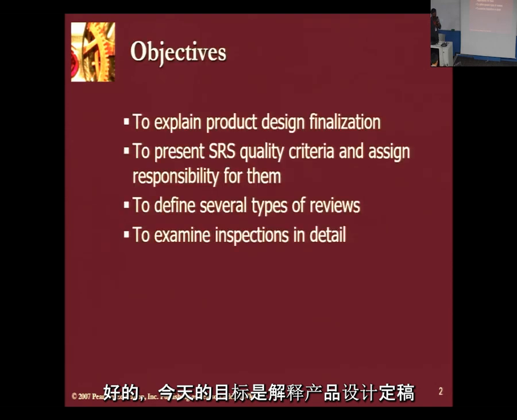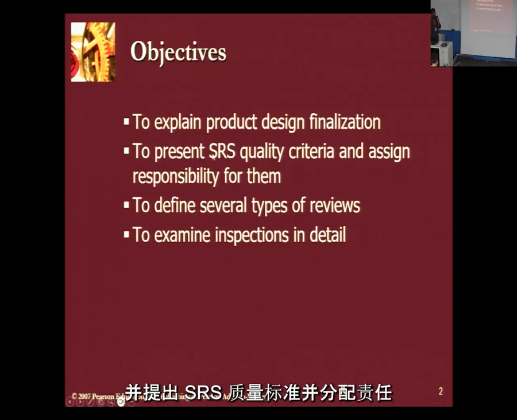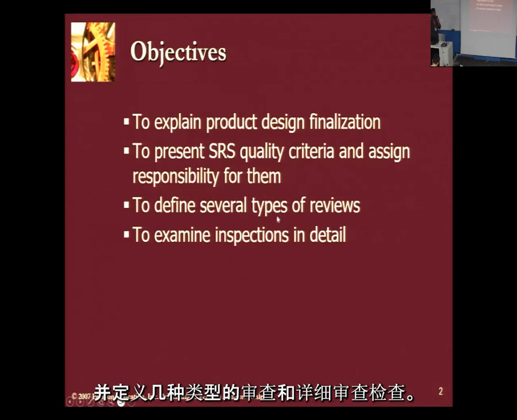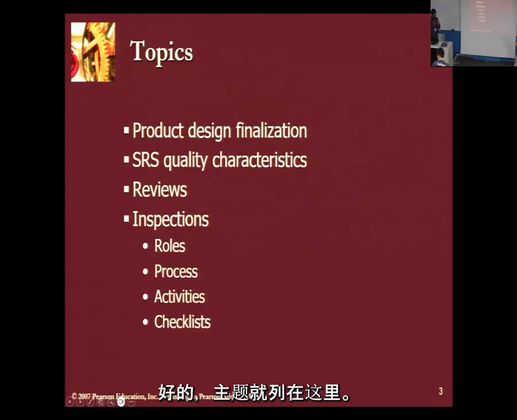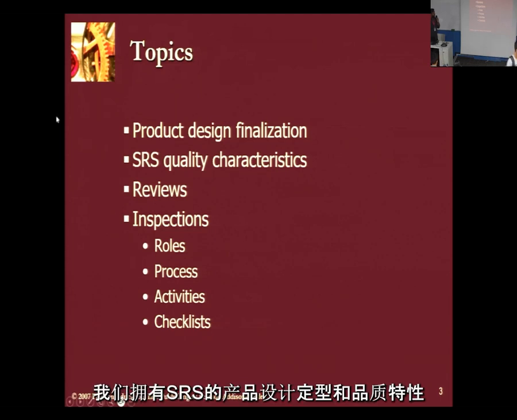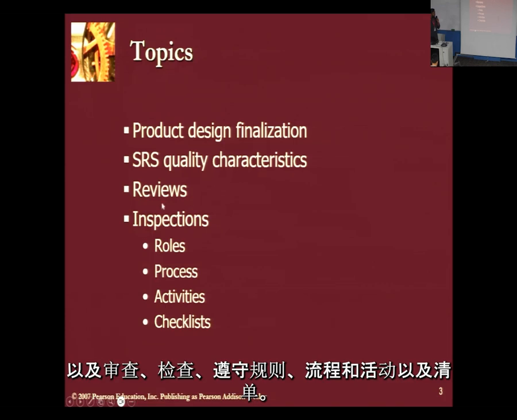Okay, the objectives for today are to explain product design finalization, to present SRS quality criteria and assign responsibility for them, and also to define several types of reviews and to examine inspections in detail, okay? The topics are listed over here. We have product design finalization, the quality characteristics of SRS, and also reviews, and inspection going by roles, process and activities, and also checklists.